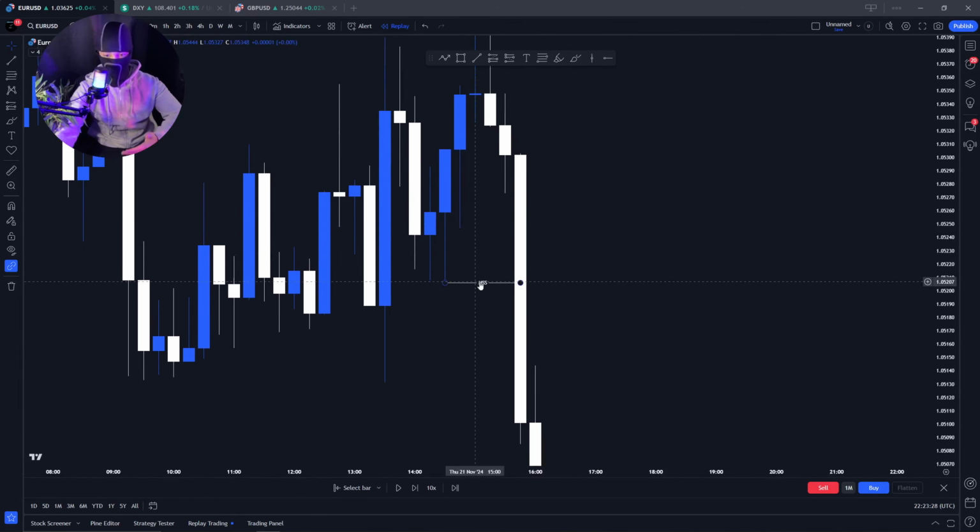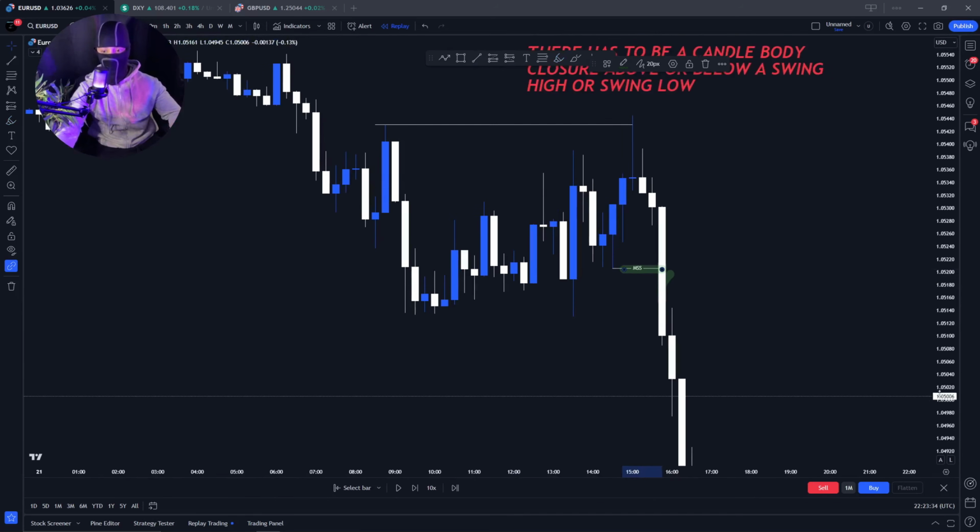In this case, because we're going lower, it's going to be below. You can see this body here of the candle, it closes below the swing low. So this is a market structure shift.